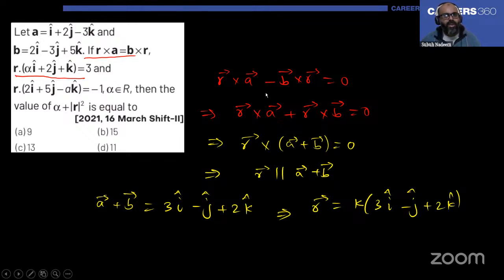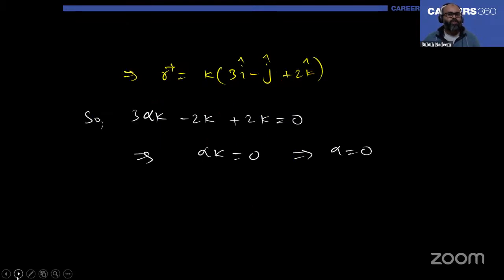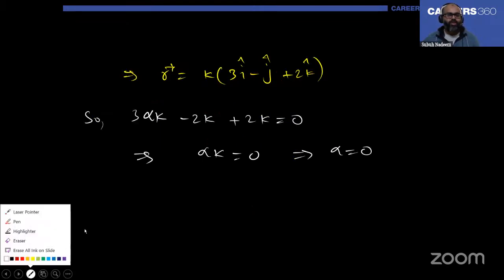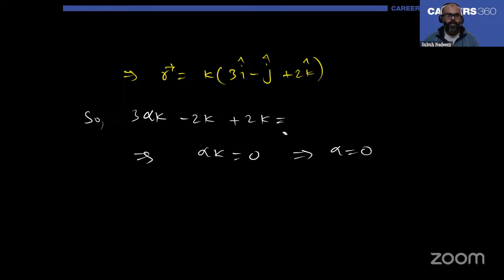R cross A and B minus B cross R cross B, correct. And then A plus B is 3i cap minus j cap plus 2k cap, and we are taking its dot product. Oh, this is equal to 3, not 0. This is equal to 3 here. So mistakenly I have written 0 here.